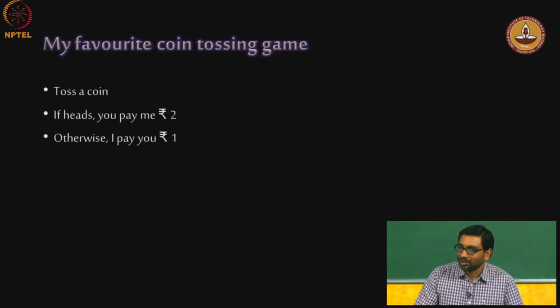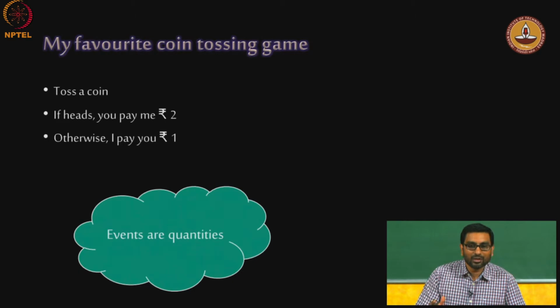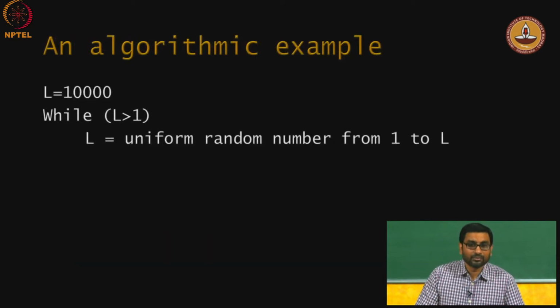So, what you do is you toss a coin, and if you land heads you have to pay me 2 rupees, otherwise I pay you 1 rupee, and clearly a very unfair game, but nevertheless let us go with that. Okay. And so, here if you think about it, in this game the outcomes are not just heads and tails, they are quantities.